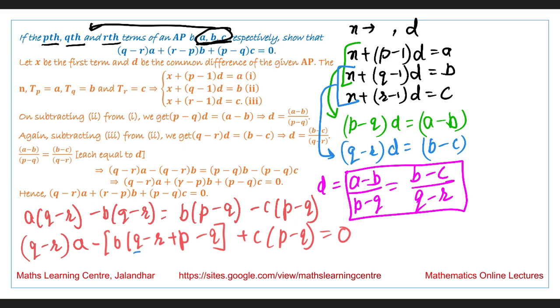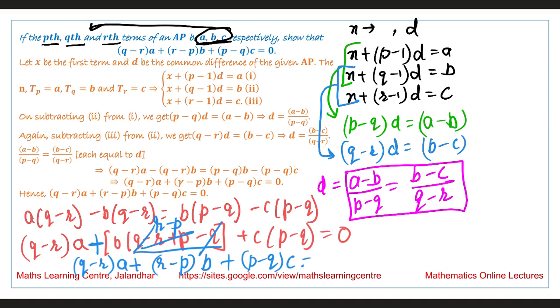Now look at this term. From this term, this q gets cancelled. If we write a plus sign over here, this term will become r minus p, and this is what we have to prove, that q minus r into A plus r minus p into B plus p minus q into C is equal to 0.